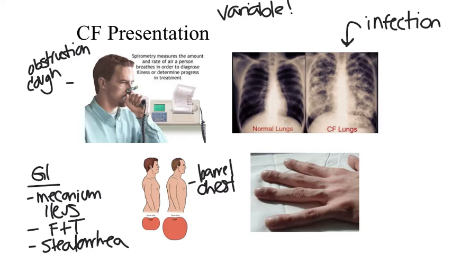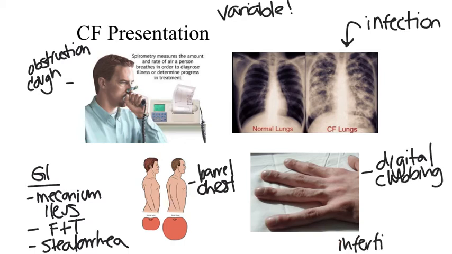Other signs that can occur are digital clubbing, which is a curvature or a rounding of the tips of the fingers, and infertility in males because of the increased viscousness of semen.